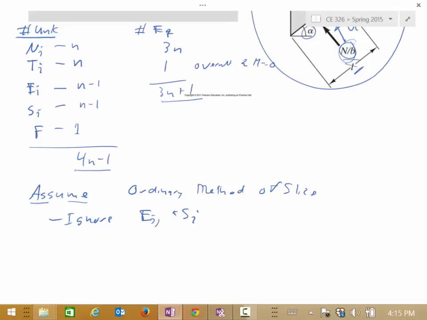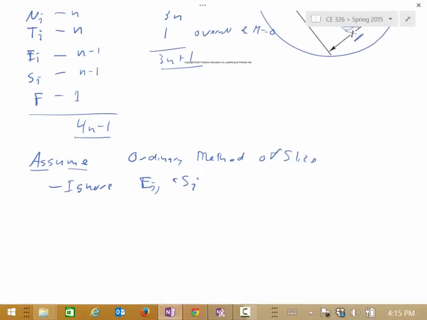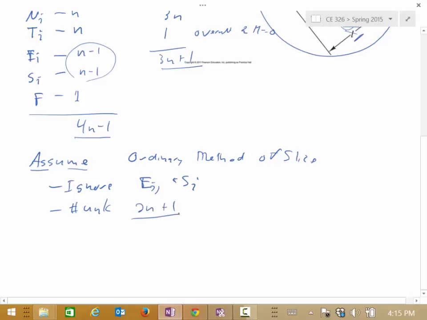We're just going to ignore them in the process of the analysis. All right? So if I do that, how many unknowns am I getting rid of? So I'm getting rid of 2n minus 2, right? And so now my number of unknowns is going to be equal to 2n plus 1. I believe that's right. And I have 3n plus 1 equations, so I don't even need to use all my equations.